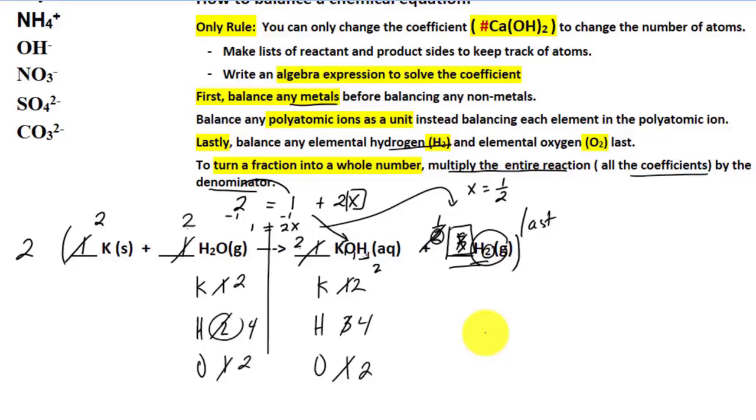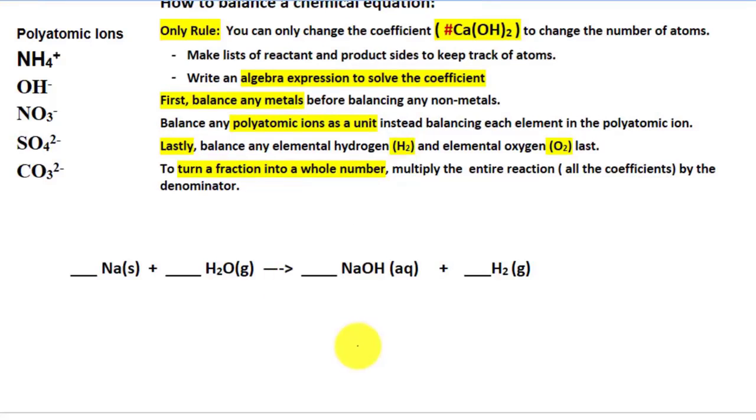This is probably one of the most complicated problems that you will see in terms of writing an algebra expression to solve for the coefficient. Now let's see if you can do this problem by yourself using what we just learned in the previous problem. Well, first things first, we need to make the list. And of course, the list is going to be the same: Na, H, O. If this is Na, H, O, over here will be Na, H, O as well, based on the law of conservation of matter.